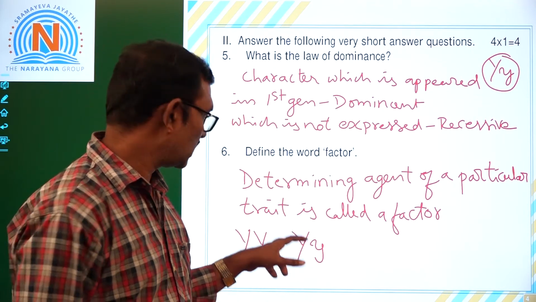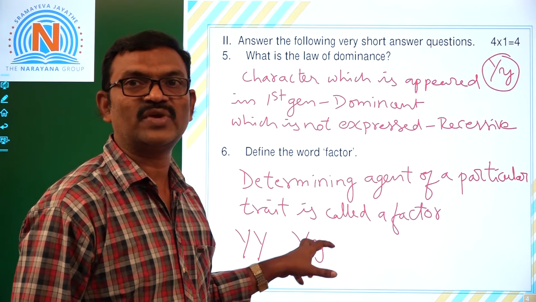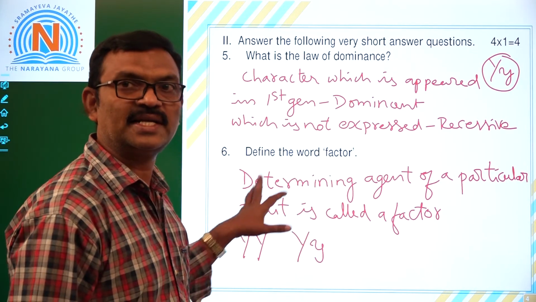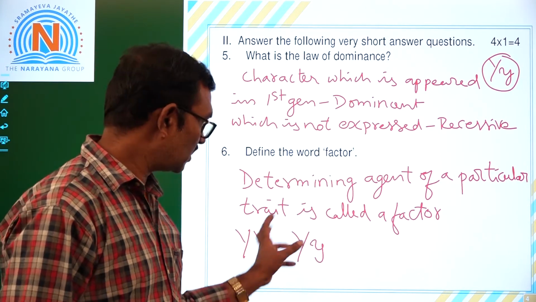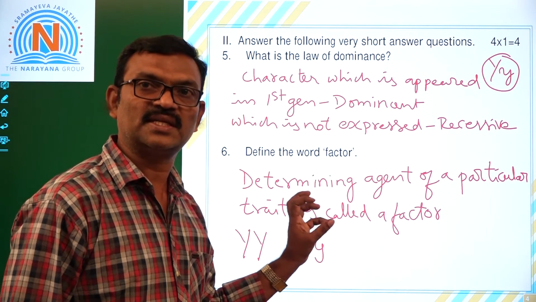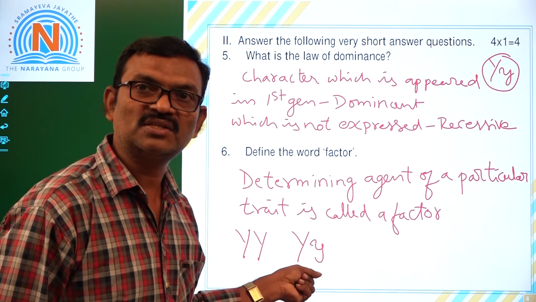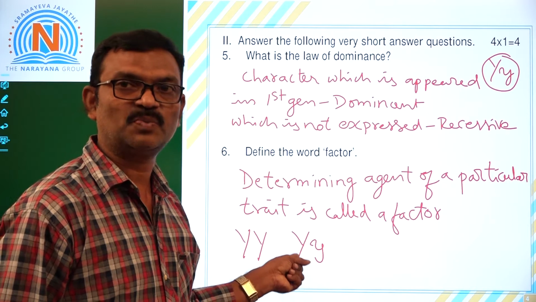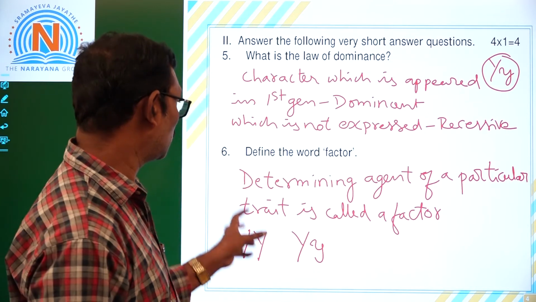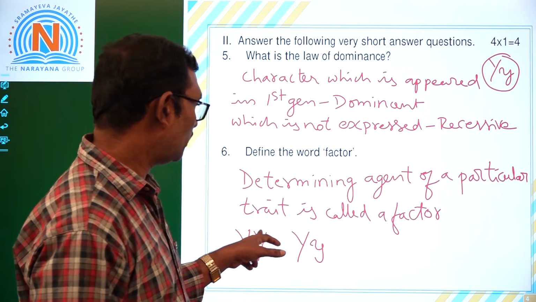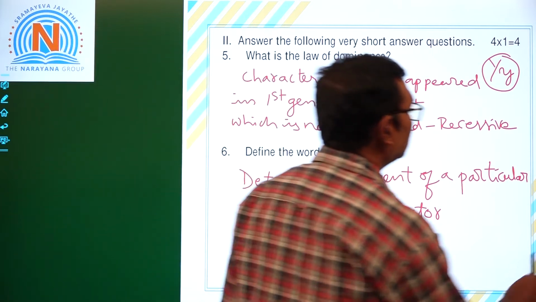Anyhow, the factor means the determining agent of a trait. Here yellow is a trait. But how is this yellow determined? By the presence of factors, that means by the presence of these agents. So the determining agent of a particular trait is called a factor.